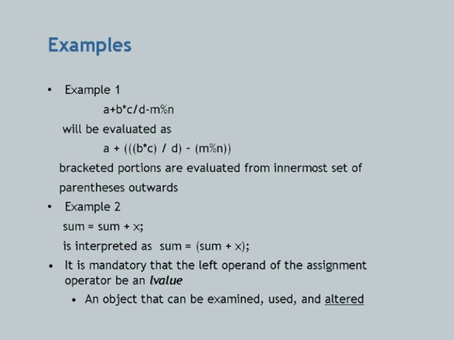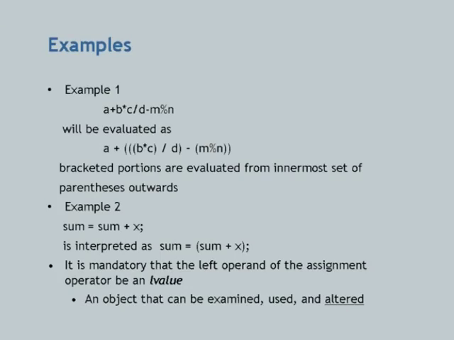Because you have star and slash, and for the star the associativity is left to right. So B into C will be evaluated first, and the result will be divided by D. So far, so good. Similarly, in this entire expression, M modulo N. Modulo has a higher priority than minus. So modulo will be evaluated first. Again, no problem, M modulo N is evaluated first.